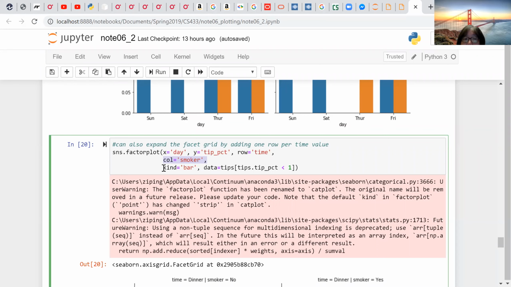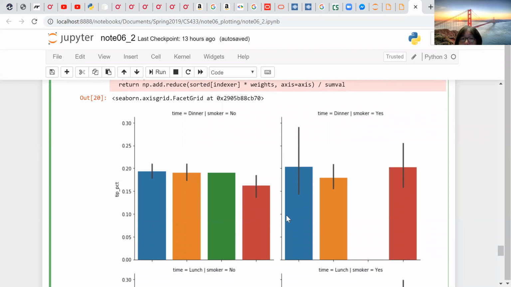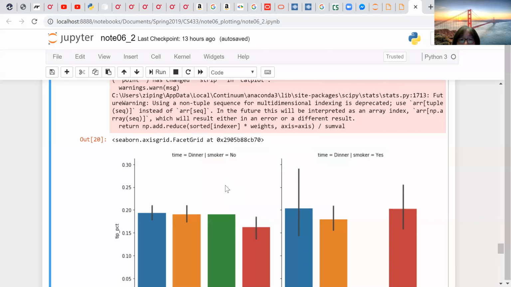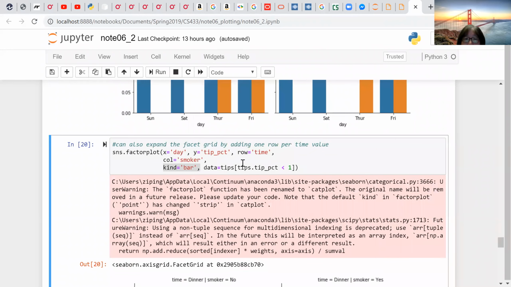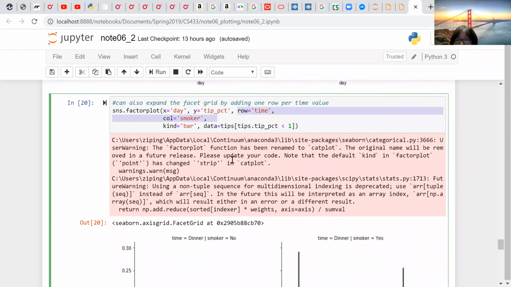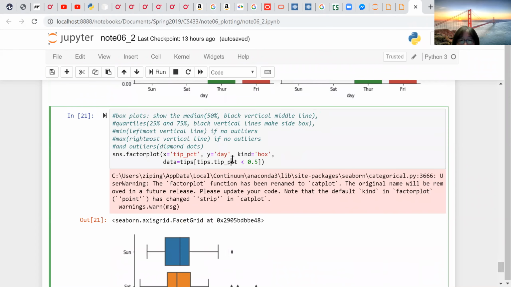And this time for our plotting, you specify the kind as bar, and the data, you specify the data source. So it gives us the bar plotting, and as usual the vertical line represents the 95% confidence interval. Over here you can do further grouping with not just the column, but also with row.